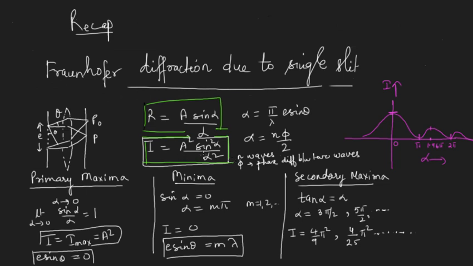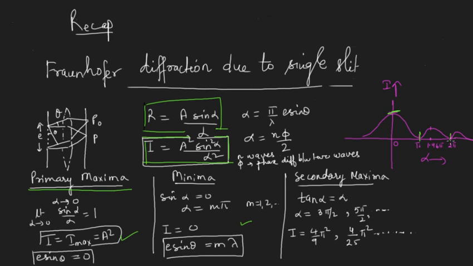We found out at what values of alpha we get maximum intensity and minimum intensity. For alpha equal to 0, we got maximum intensity as A square, that is this point. Then for minimum intensity, we checked where the numerator is 0, that is sin alpha is equal to 0, and we got that for alpha equal to m pi. These are the points for minima.